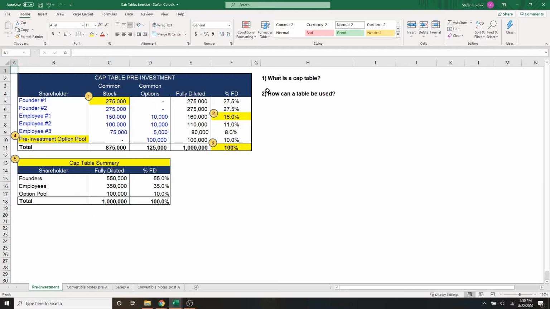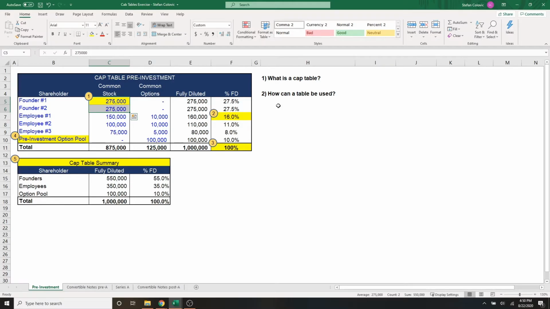But let's quickly go back to one of those original questions, which was, how can a cap table be used? And this is something that people don't talk about very frequently. I want to let you know that a cap table is not only going to show you the ownership today, but it's also a planning tool. For example, when these two founders started their company, they knew that they owned it 50-50. And at that point, it was still 275,000 shares each.